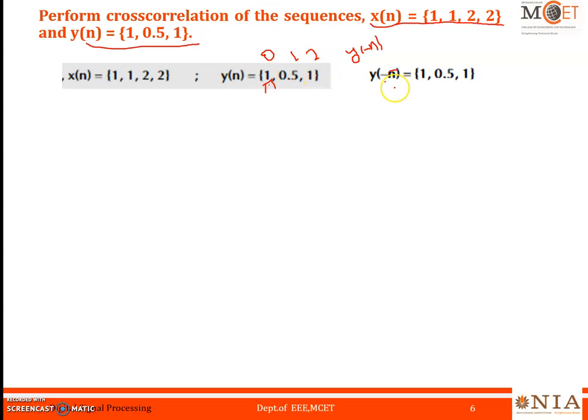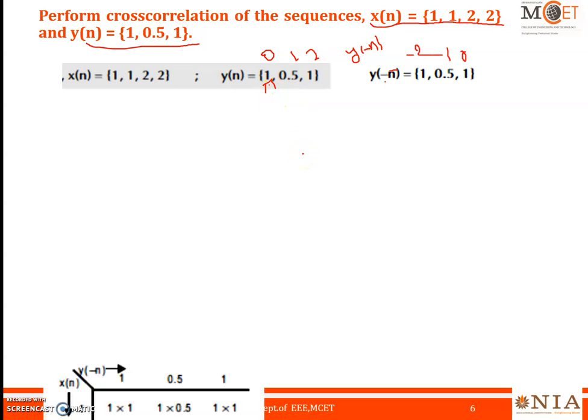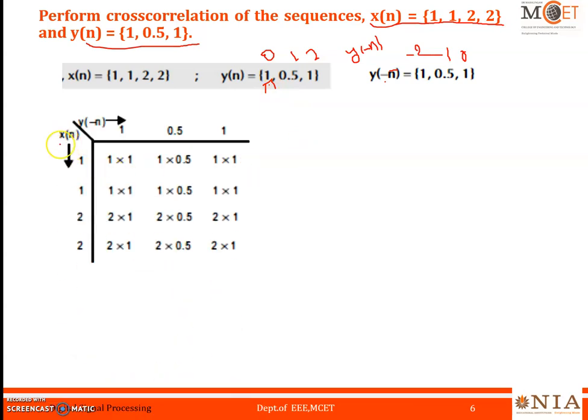When you are finding out y of minus n, what will happen? This is minus 2, this is minus 1 and this is 0. Anyway, the value will be the same, 1, 0.5 and 1. Now, arrange the value of x of n here and the value of y of minus n here. X of n, what's the value? 1, 1, 2, 2. Y of minus n, what's the value? 1, 0.5 and 1.